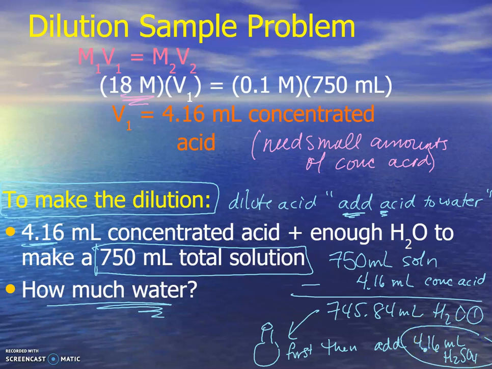So that is how you properly dilute your substances. If you need to figure out how much water, you need to make sure that you subtract from the total amount that's there. And that is how we dilute our stuff.